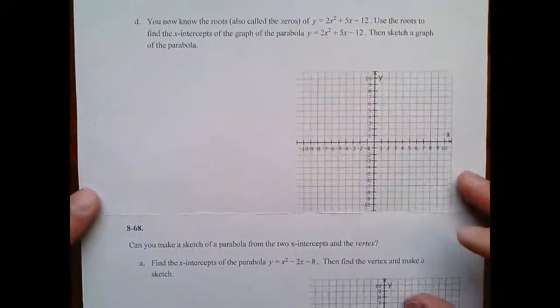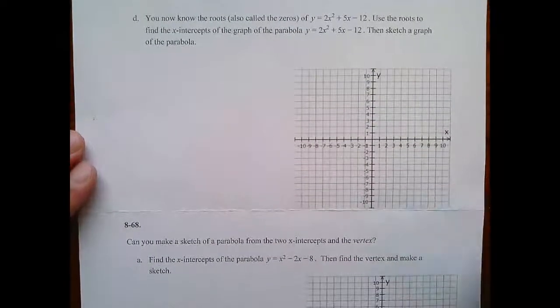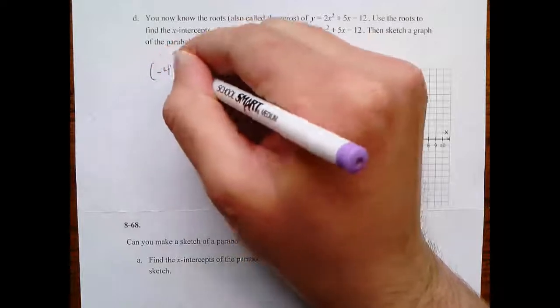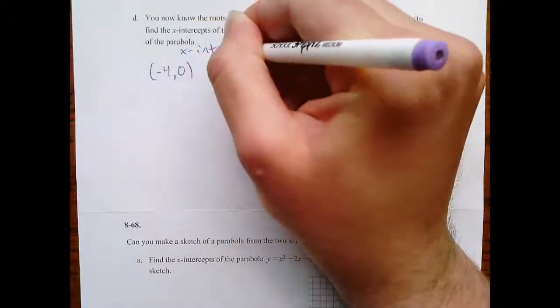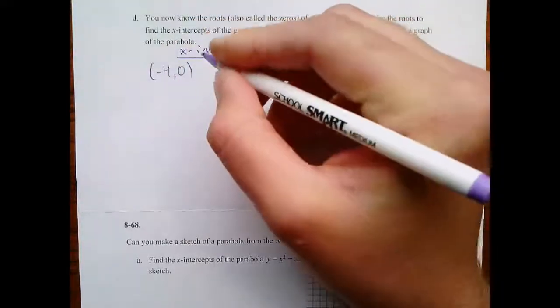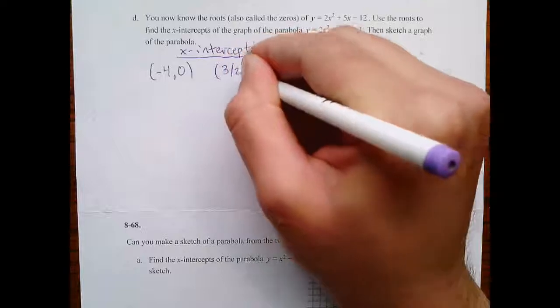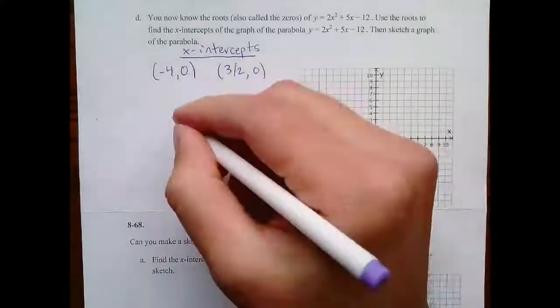So here it says in part D, you now know the roots, also called zeros, of this thing. Can you use the roots to sketch the graph of the parabola? So what did we have? We had from the last example that the x-intercepts were negative 4, 0. So let's write here the x-intercepts, which are the roots, negative 4, 0, and 3 halves, 0. But we know that we can't just graph with x-intercepts. We'd also have to know the y-intercepts.